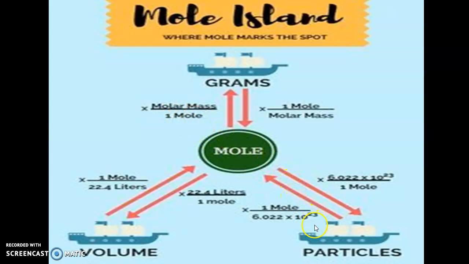Similarly, if you wish to go from particles to moles, you have to divide by 6.022 × 10^23, that is Avogadro's number. And if you wish to go from mole to particles, you have to multiply by 6.022 × 10^23.